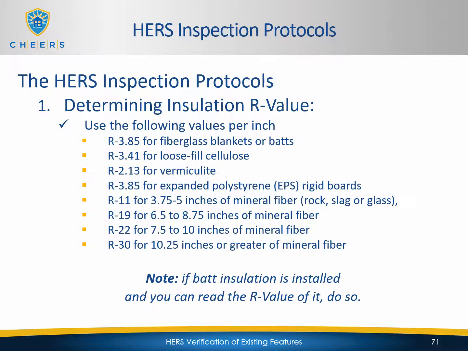You want to determine the insulation R-value. Now, ideally, if you can find the actual R-value based on what's on the actual insulation, or if you have documentation to show what it is, that's great. You definitely want to do that. If for some reason you cannot find any specific values, then you can use these values based on the type of insulation that's being installed, whether it's fiberglass, loose fill, vermiculite, whatever it may be. So just apply this R-value per inch based on the material that you're seeing being installed. And again, if batt insulation is installed that you can read the R-value straight off of, you can do that as well.